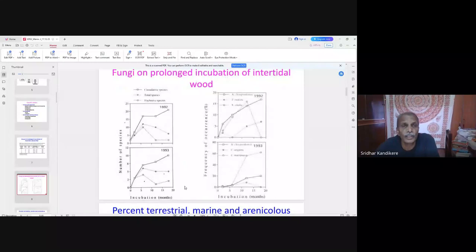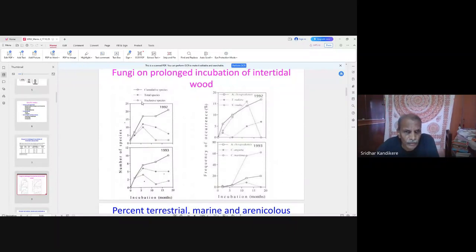This is another picture showing fungi on prolonged incubation on wood. We did this for 2 years, that is 1992 and 1993. This is cumulative species, and this is the incubation period, 20 months. And this is how the total number of species is increasing. And the exclusive species, found at a particular point of time, increase for a few species and subsequently decrease, being found exclusively in a particular month of incubation. And some of them are total species, the total number of species, this much. Similarly, the pattern is almost similar in the second year, 1993, and this is the total species and the exclusive species. And if you consider some specific fungi, for example, Anhiptodera chesapeakensis.